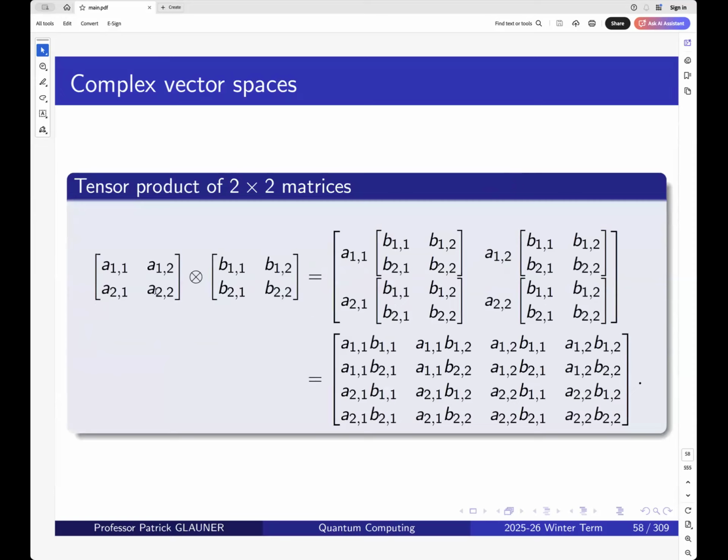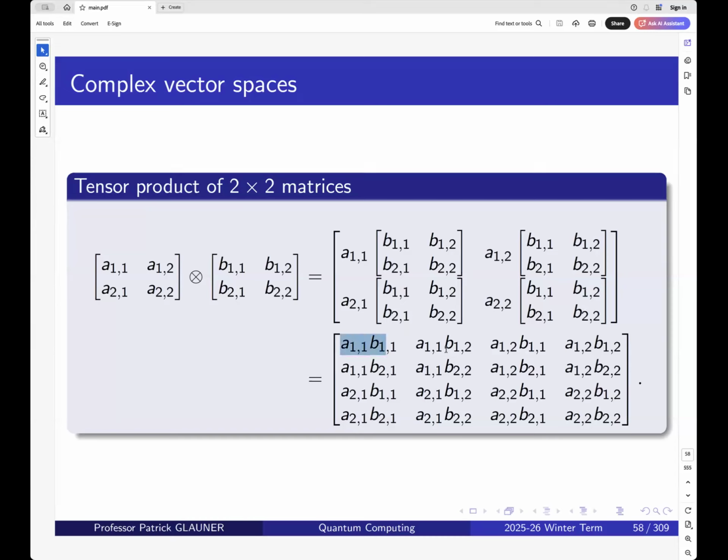For example, we have 2 times 2 matrices, but it doesn't need to be 2 times 2 matrices. And these matrices could also have different sizes. But I have my entries A11, A12, A21, and A22. And I want to have a tensor product with this matrix here, which is B11, B12, B21, and B22. So I have a 2 times 2 with a 2 times 2 matrix. The tensor product will be a 4 times 4 matrix.